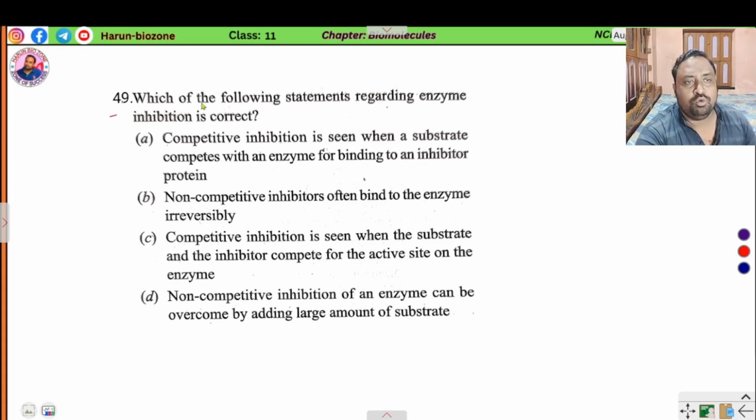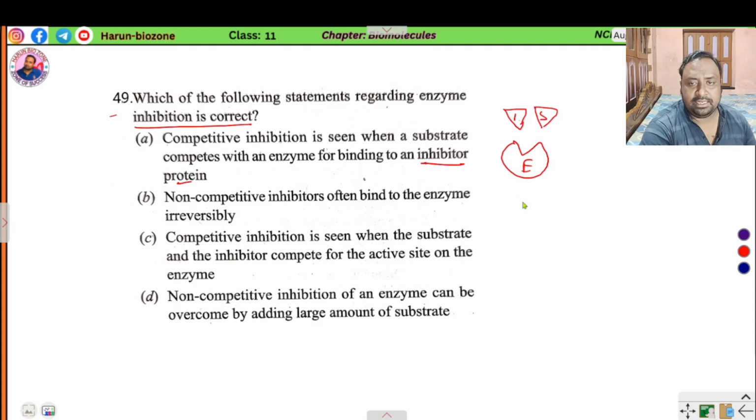Next question is 49. Which of the following statements regarding enzyme inhibition is correct? Competitive inhibition is seen when a substrate competes with an enzyme for binding to an inhibitory protein, but not. The inhibitor and substrate are analogous structures that compete to bind the active site of the enzyme. Non-competitive inhibition often binds to the enzyme irreversibly, not non-competitive. In non-competitive inhibition, the inhibitor binds the enzyme at an allosteric site as well as the active site. This is the allosteric site.